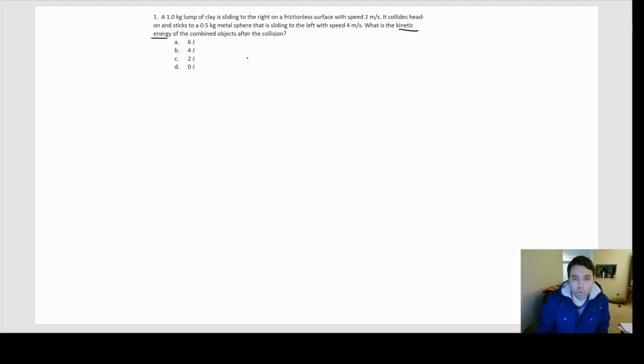So we're going to use m1v1i plus m2v2i equals, and since they collide and stick, we're going to combine their masses after the collision, that's m1 plus m2, times one final velocity at the end, right? This is our conservation of momentum formula. Shouldn't be anything new. So the clay is 1 kilogram, its velocity is 2, plus mass of the sphere is half times velocity, which is -4. It's going to the left, so we got to keep in mind direction here. We have 2 positive to the right, 4 to the left negative. Combined mass is 1.5 times velocity VF.